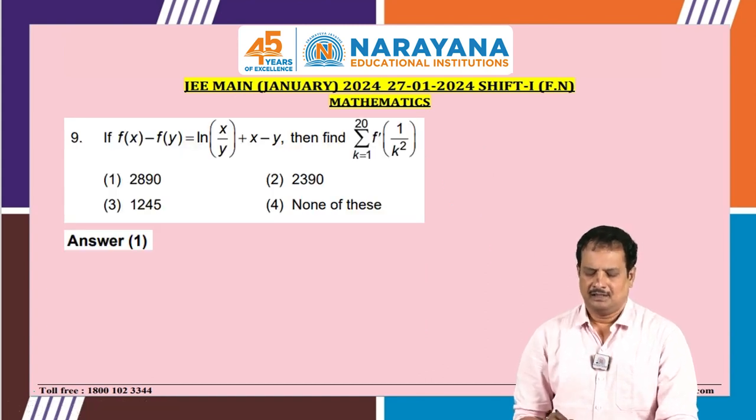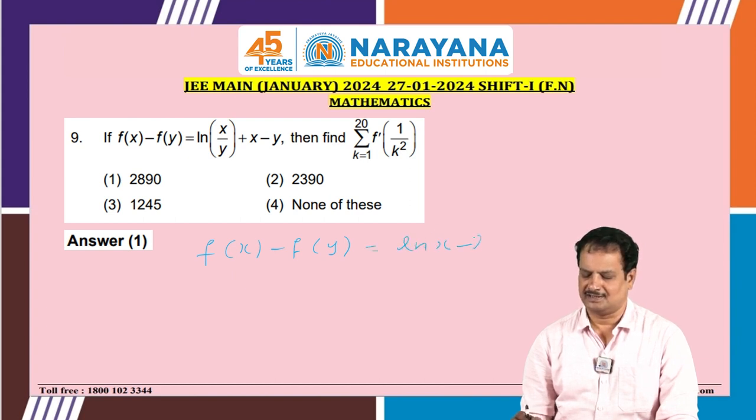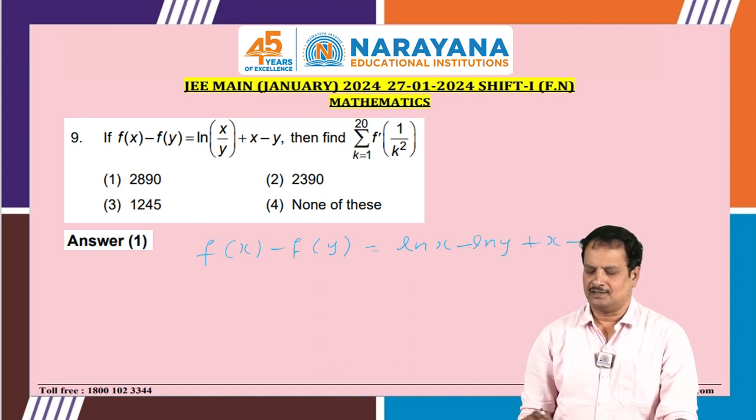In this case, f of x minus f of y equal to ln of x by y plus x minus y. Then find the sigma f dash of 1 by k square, where k changes from 1 to 20. So what is the given function actually? f of x minus f of y is equal to ln of x by y, meaning ln of x minus ln of y, plus x minus y. So this is the given functional equation.